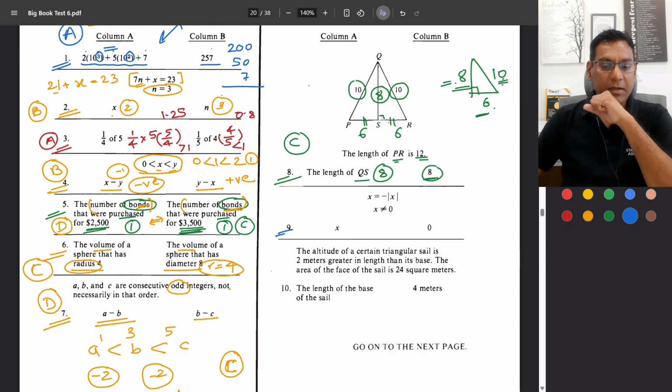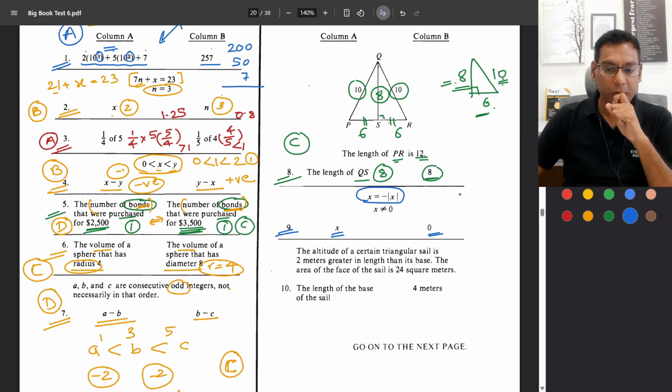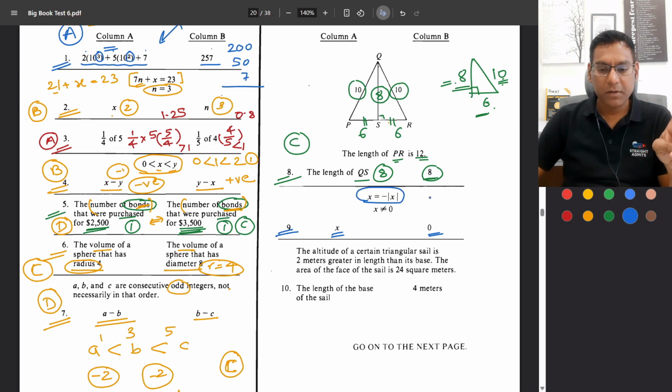Okay, question 9, x to be compared with 0. All right, x is the negative of modulus x. Interesting. Modulus x is always positive, right? So this part is always positive, and x is the negative of that. That means x is a negative number.